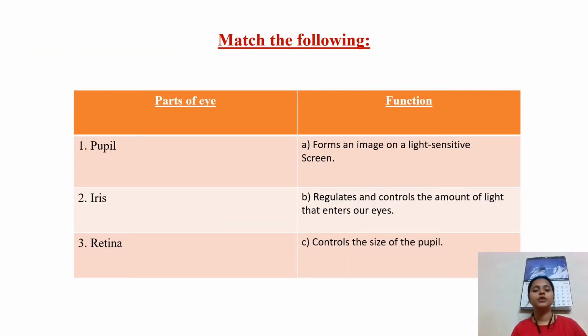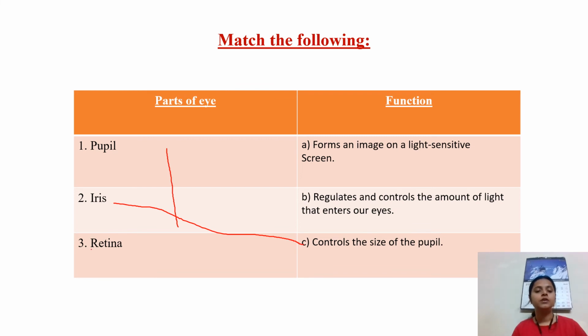Okay, so here is a question, a match the following type question. On this side, the parts of the eye are written and their functions are written here. So first of all, pupil. Now read these points and try to match the right answer. Okay, pupil. So what does the pupil do? It regulates and controls the amount of light entering our eyes. Is this a function of the pupil or the iris? Iris controls the size of the pupil. Is it true? Yes. So this is the basic function of the iris.